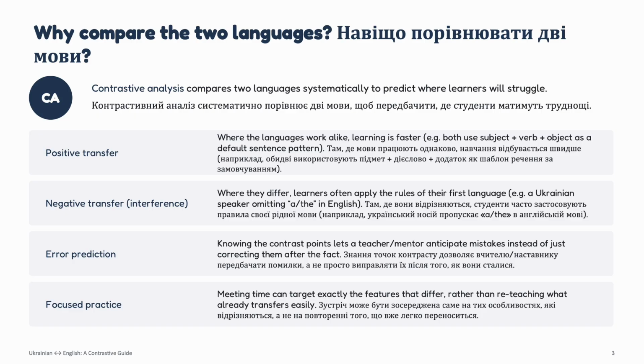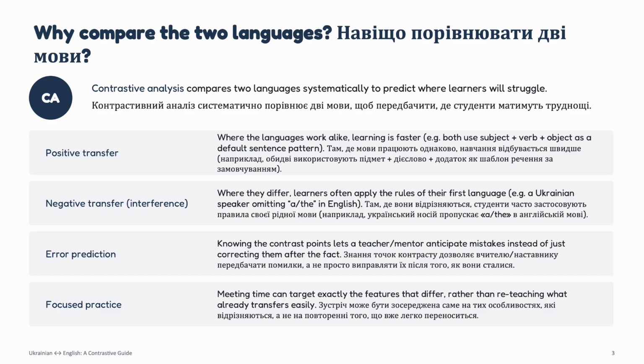So, why compare the two languages? In linguistics, this approach is called contrastive analysis, comparing two languages systematically so we can predict in advance where learners are likely to struggle. Here the whole information is written in English and Ukrainian just to make it easier for our students who join the meeting. So you can read what is written here, or I will just explain everything. So it works in two directions.